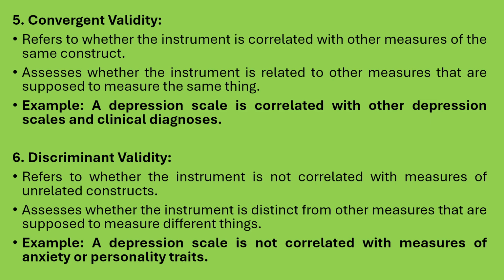The sixth one is discriminant validity, and it refers to whether the instrument is not correlated with measures of unrelated constructs, and it is used to assess whether the instrument is distinct from other measures that are supposed to measure different things. An example can be a depression scale that is not correlated with measures of anxiety or personality traits.